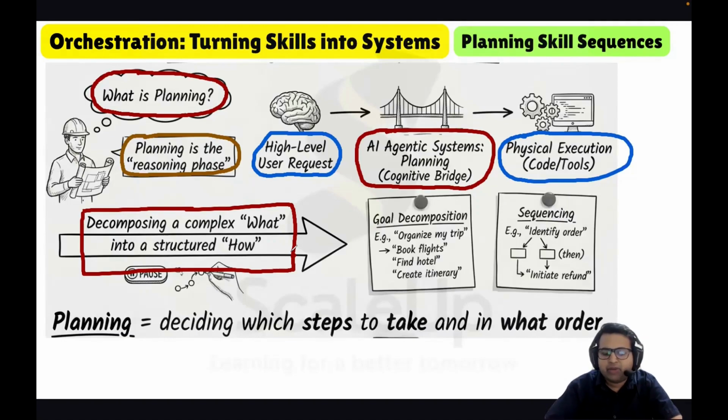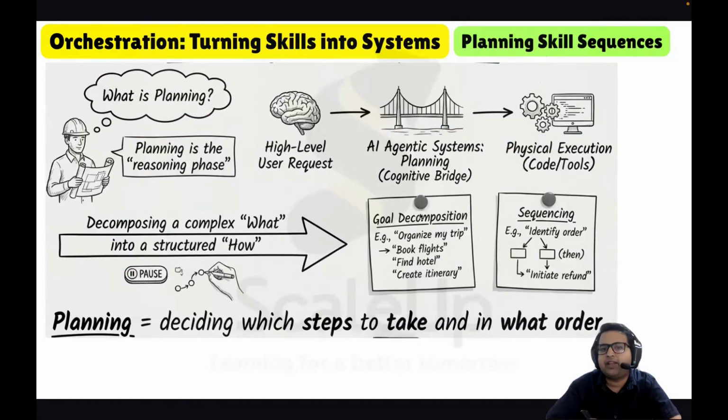Instead of immediately generating a response, the agentic AI system pauses to map out a sequence of actions, and that sequence of actions is the planning. Planning involves goal decomposition, breaking a vague objective into atomic, manageable subtasks. That is what goal decomposition is.